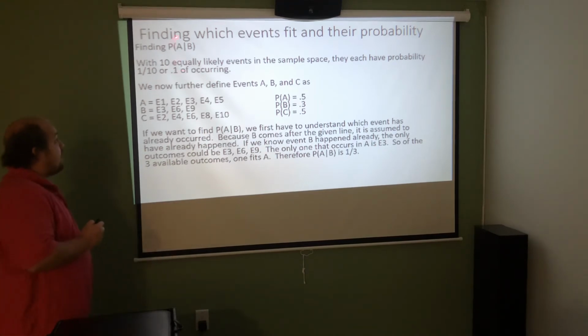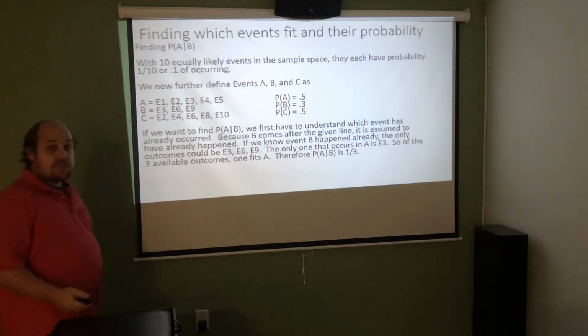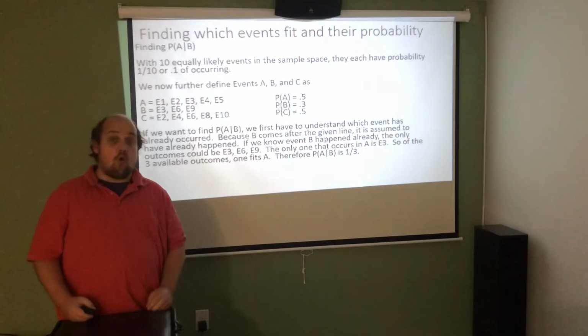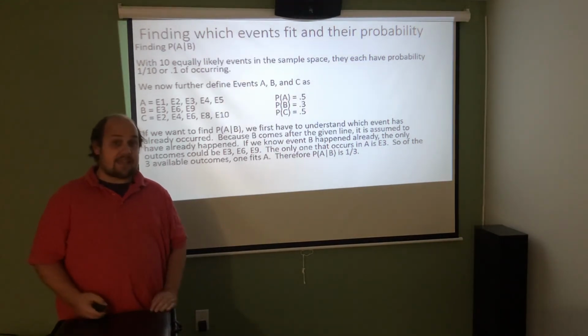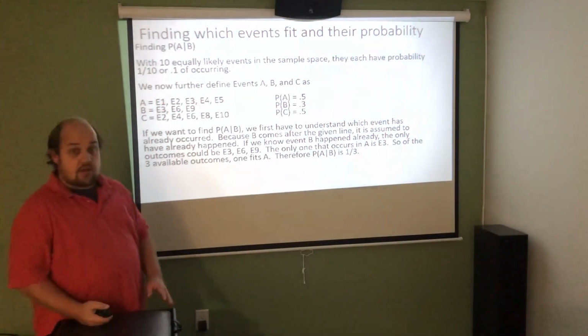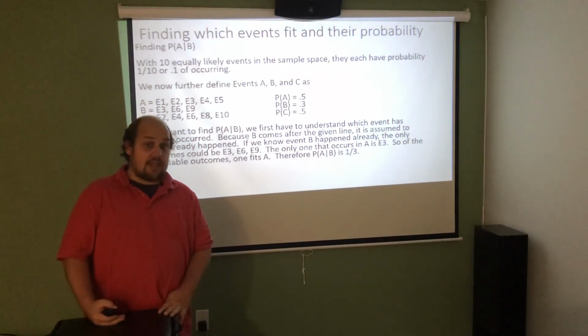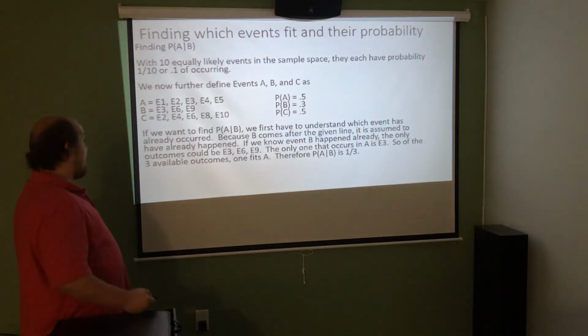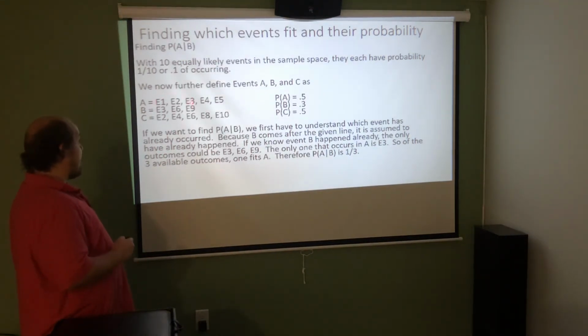If I want to find the probability of A given B, this is the first time where we're not going to have the denominator of our fraction be 10. What we're really going to do is only look as a sample space at the things that came after the given line. So in this case, after the given line is B, meaning we know event B already occurred. If event B already occurred, the only possibilities are we got E3, E6, or E9. So the divisor in our fraction, or the bottom of our fraction, is going to be 3 for the 3 possible events that occurred. The top of our fraction is which ones count as happening in both A and B.